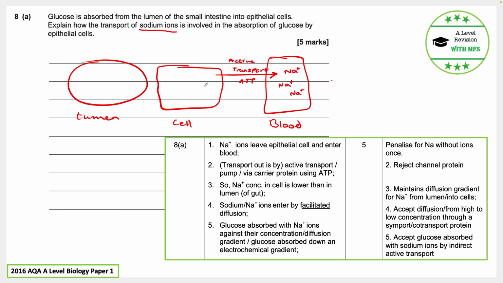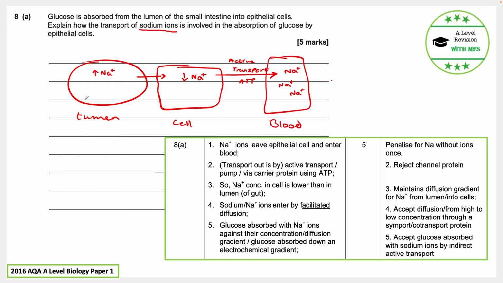Okay, now once the sodium ions move by active transport from the cell into the blood, there's a lower concentration of sodium ions in the cell. There's a lower concentration of sodium ions in the cell, and there's a higher concentration of sodium ions in the lumen. Okay, now sodium ions can move from the lumen into the cell via facilitated diffusion.